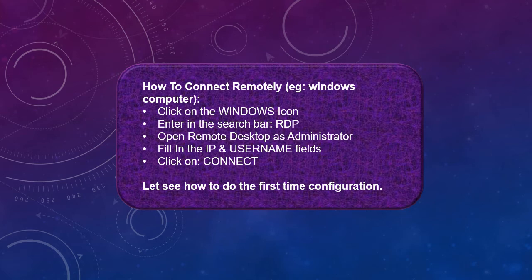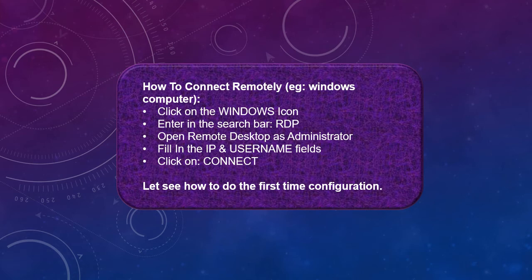You can connect remotely. Just use the search bar. So you tap on the Windows icon on your keyboard, and on the bottom left part there will be a search bar. You enter RDP. That search bar is going to give you some options. You choose the one named Open Remote Desktop, and you choose the option to open it as an administrator.